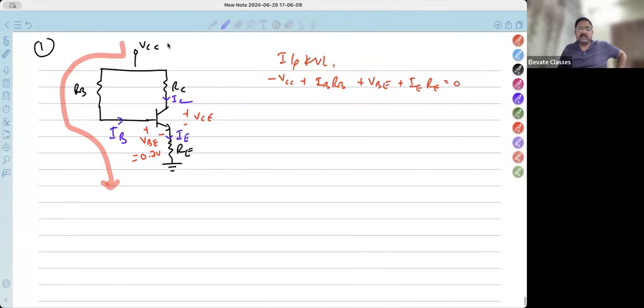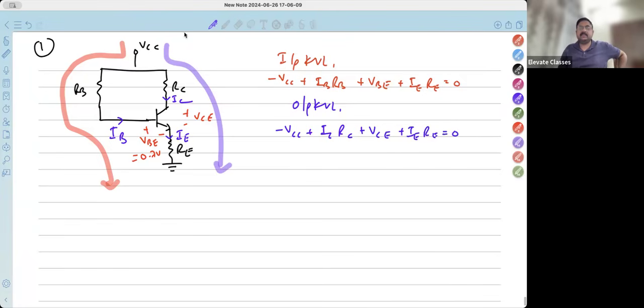And what will be output KVL? आउटपुट KVL इस साइड पे लगेगा. So output KVL will be minus VCC plus ICRC plus VCE plus IERE is equal to 0. Okay, ये इनपुट KVL हो गया, ये आउटपुट KVL हो गया. Done, very good. अब unknown quantities को solve करने के लिए और क्या क्या चाहिए हमको?